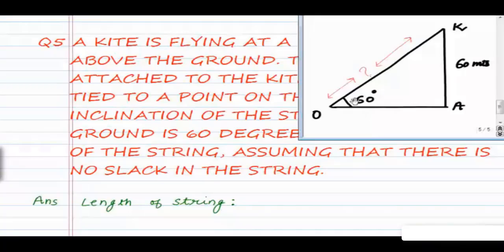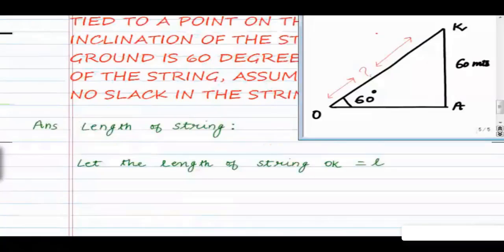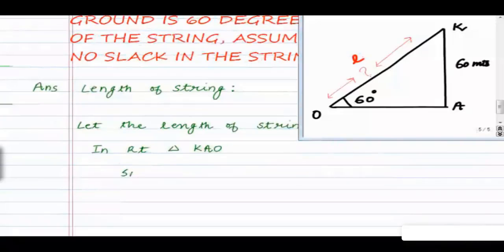Because the relation of sine is opposite side over hypotenuse. Let the length of string OK be equal to L. So we'll suppose that this length is L. In right triangle KAO, sine 60 is equal to, we know the formula for sine is opposite side over hypotenuse.